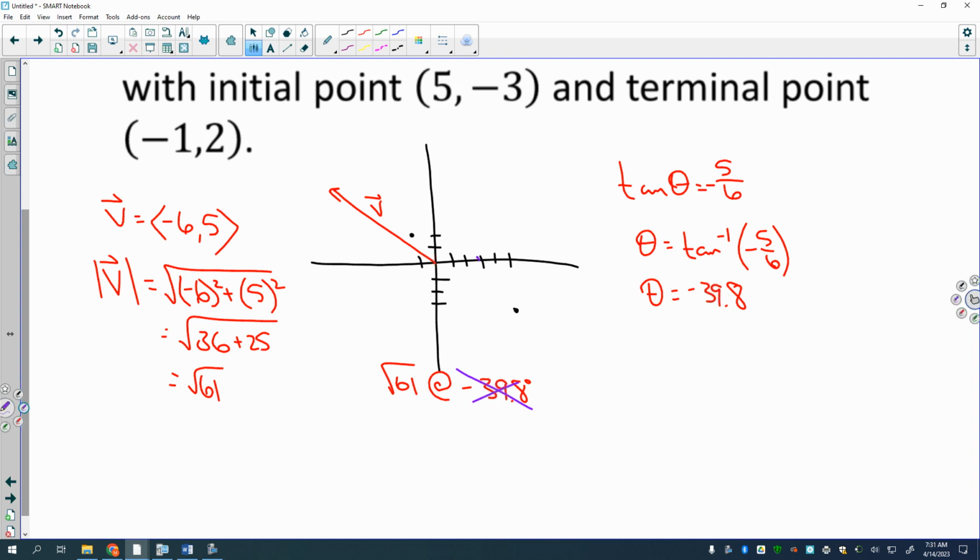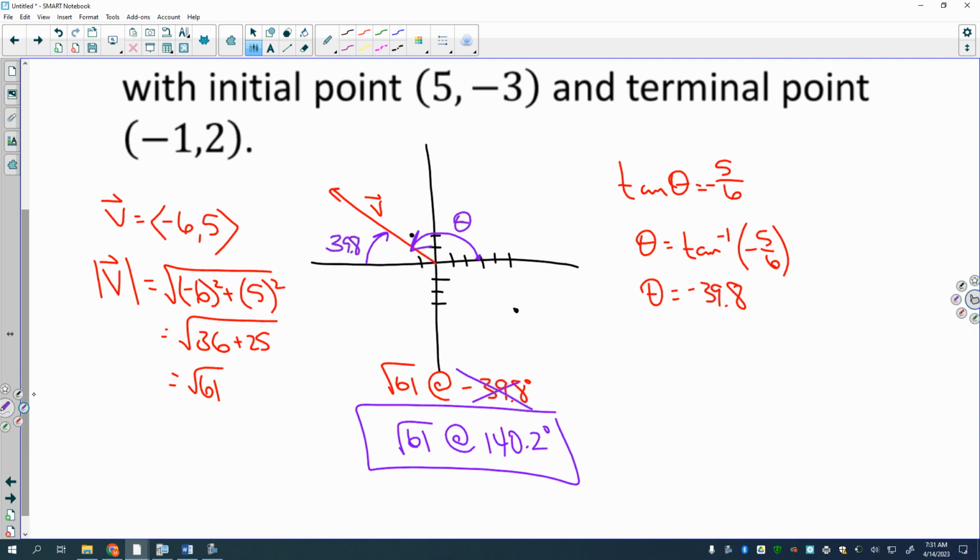This angle goes from here, starting at the positive x-axis, rotates around to there. So that 39.8, that's the reference angle right here. That's not what I want for my answer. What I have to do to get my answer is take 180 minus that 39.8 to find what this angle here is in particular, and I have square root of 61 at 140.2 degrees. So be careful with that. Make sure you're using the angle that goes with the appropriate quadrant.